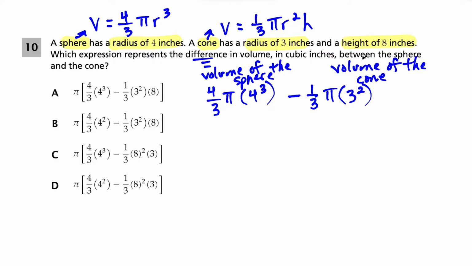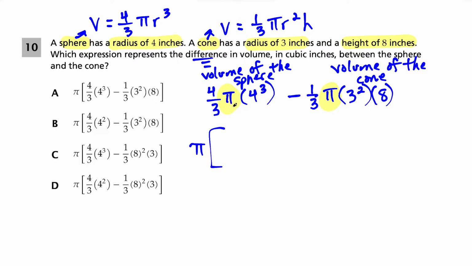And then we multiply by the height of the cone, which is 8 inches. And now we look and we're like, oh no, my answer is not there. That's because in both of these expressions, there's a common factor of pi. So they're going to factor this out. Okay, they factor out the pi, and then inside the brackets here, we write the leftovers.